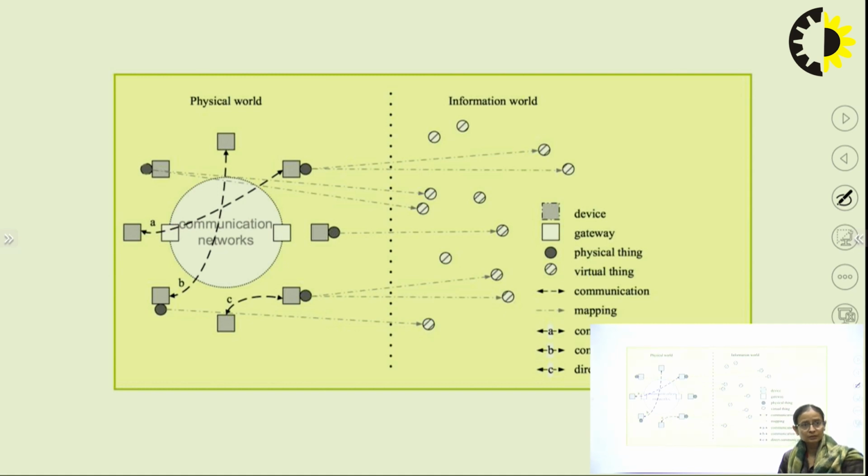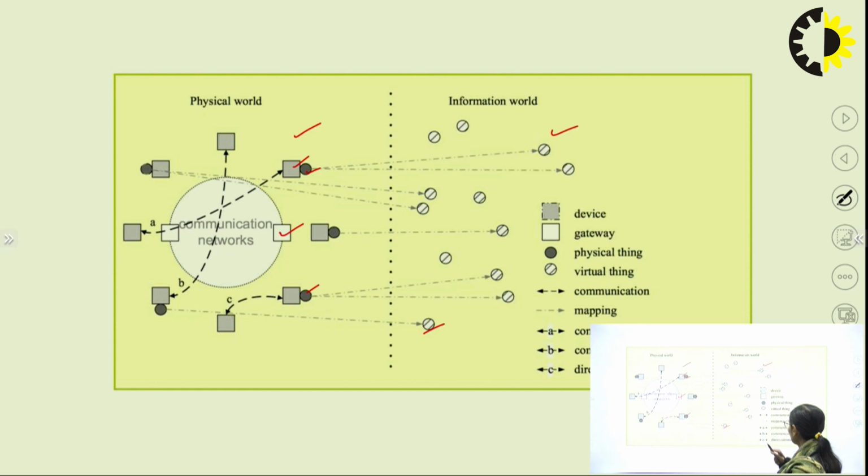The examples include multimedia content, application software and so on. If you look at the figure, we have the physical world and the information world. In the physical world, this is your IoT device and this is your physical thing. Here the white colored boxes are your gateways. These are the virtual things, as we have seen earlier. We have physical things and virtual things.